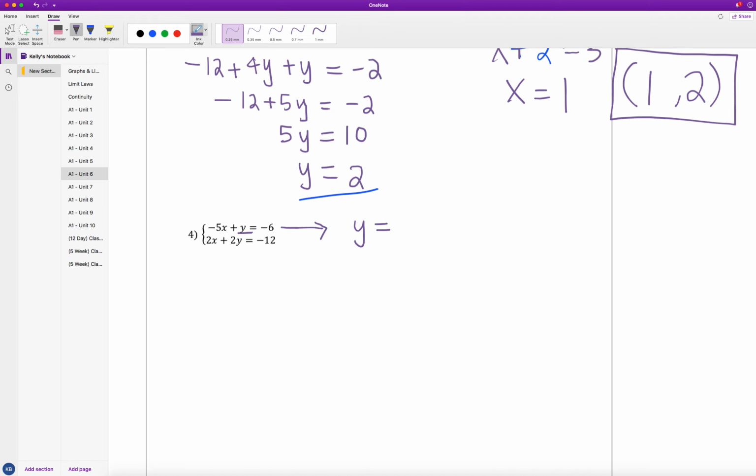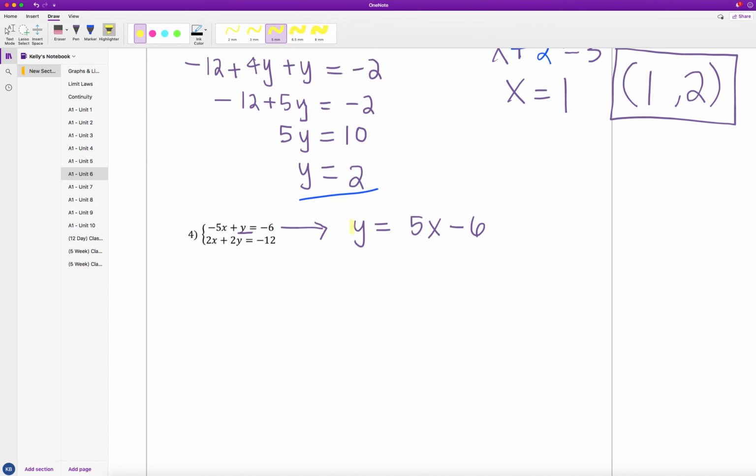To get y by itself, I'll add 5x to both sides, so I end up with 5x minus 6. My next step here is I want to substitute it into the opposite equation. Why don't you guys pause the video and finish out this example, and then we'll check it together. Okay, let's check this together.